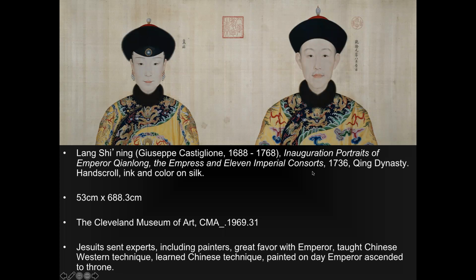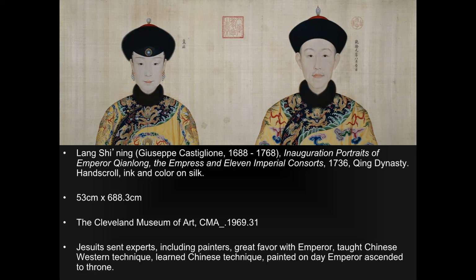There were some direct contacts with China, though, where we get authentic images of China that made their way into the West. So this is Lang Shining, whose Italian name is Giuseppe Castiglione. The inauguration portraits of Emperor Qianlong, the Empress, and 11 imperial consorts. So this is the emperor, and this scroll goes on, and it shows his first wife, the Empress, and then his consorts, which means girlfriends.